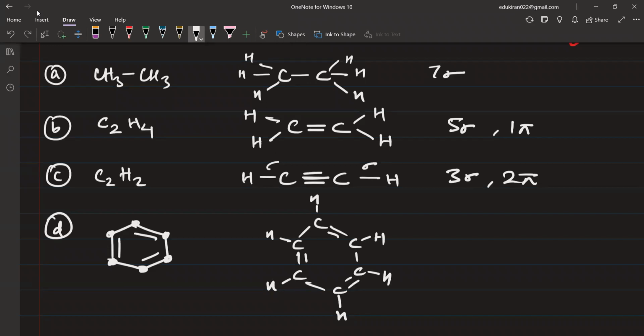So here you can see how many sigma bonds there are. We have 1, 2, 3, 4, 5, 6, and the 6 hydrogens, that is 12 sigma. Yeah, 12 sigma. And how many pi bonds will there be? 3 pi bonds.